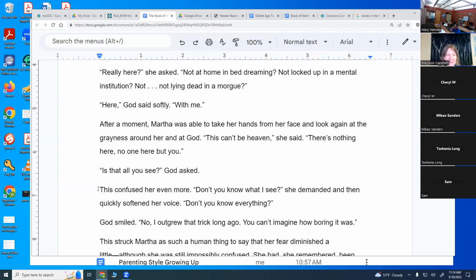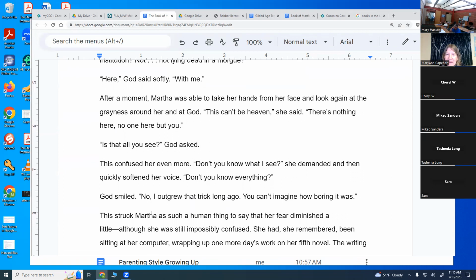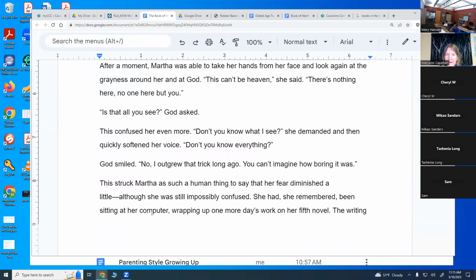Don't you know what I see? She demanded. So I'm the narrator. You just read what you say. She demanded, and then quickly softened her voice. Don't you know everything? God smiled. No, I outgrew that trick long ago. You can't imagine how boring it was. This struck Martha as such a human thing to say that her fear diminished a little, although she was still impossibly confused.